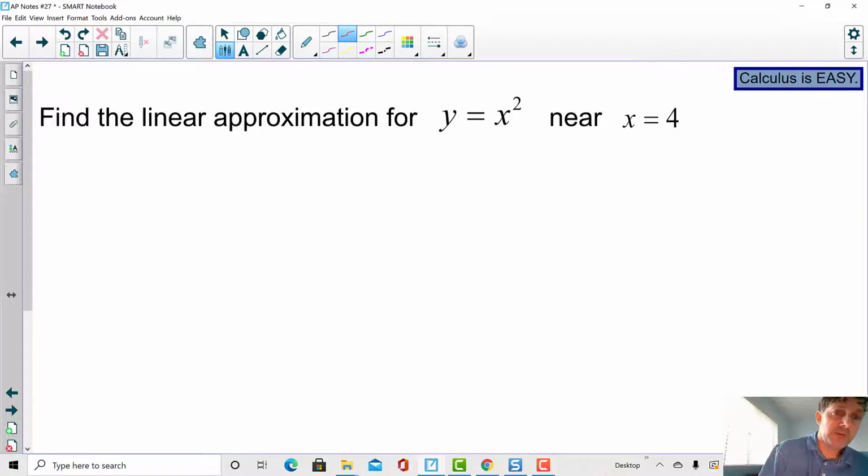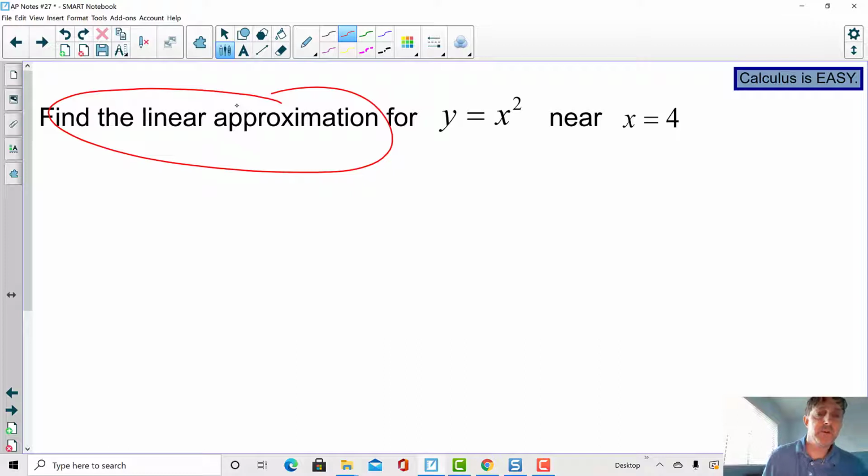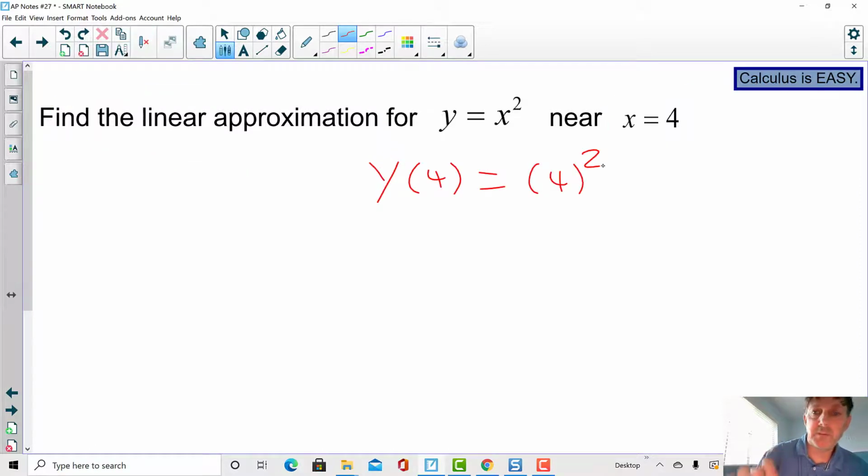Okay, this is a much simpler example. They're just asking us to find the linear approximation. In other words, find the equation of the tangent line. And we want to do it near x equals 4. The function is x squared, so when we plug in a 4, we get 4 squared, which is 16. So we already have our point. It's going to be (4, 16).